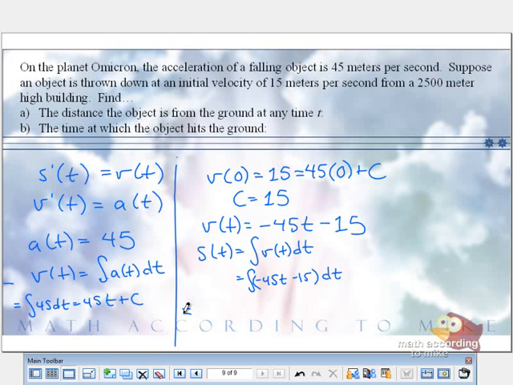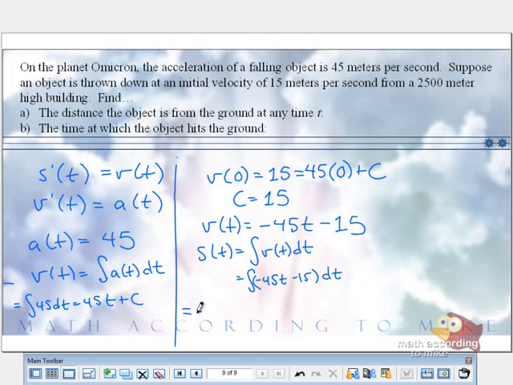So if you would, please find the antiderivative of negative 45t minus 15 with respect to t. We have two instances of the power rule here. So what's your final answer? Again, this would be negative 45, pull that out. What's the n here for the first term? 1. So 1 over 1 plus 1, t to the 1 plus 1. And then that's minus 15, really t to the 0. So 1 over 0 plus 1, t to the 0 plus 1. And then what do we tack on? Plus c.